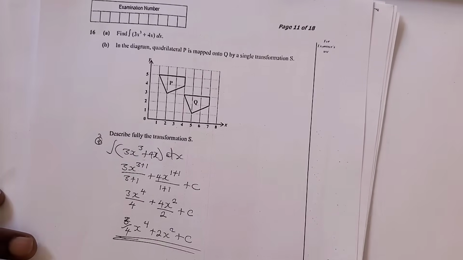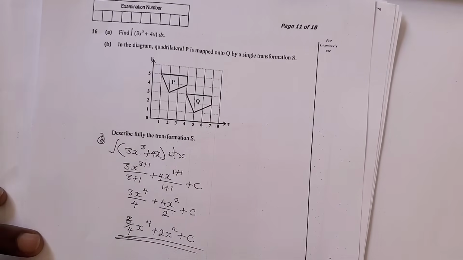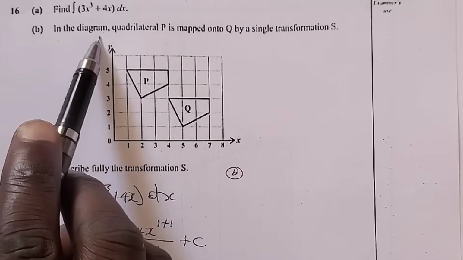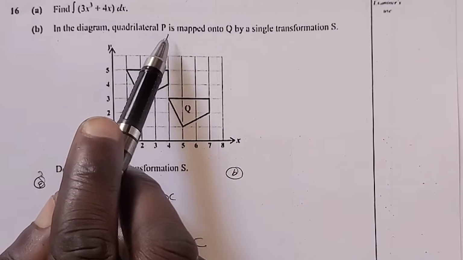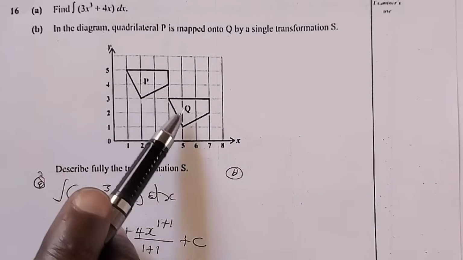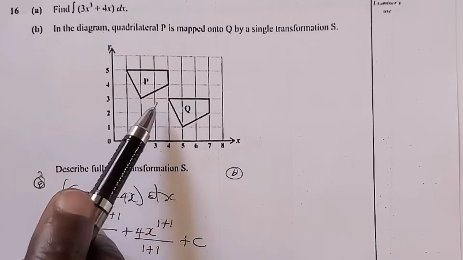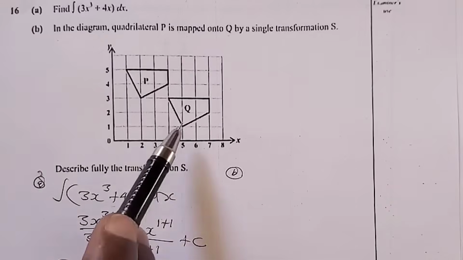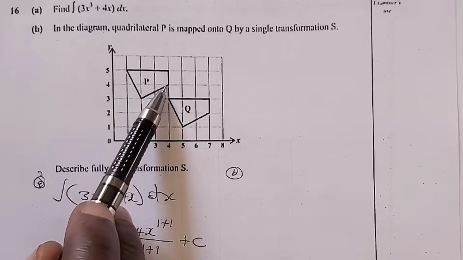Let's go to transformation. Question B, this is under transformation. It says in the diagram, quadrilateral P is mapped onto Q by a single transformation S. This is very important: a single transformation S. Now the question says, describe fully the transformation S. How do you describe? Look at the position. This was the original.